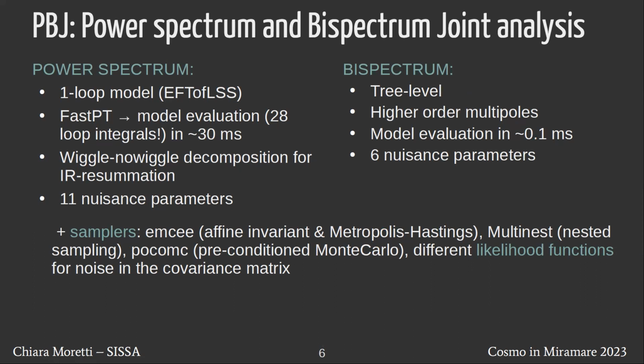So to reach this goal, we develop a pipeline for the likelihood analysis of the power spectrum and the bispectrum. It's called ABJ, the code that we developed. It features code to compute the theoretical prediction for the power spectrum, which features a one-loop model based on the so-called effective field theory of the large scale structure. And I will say more about that in the next slide.